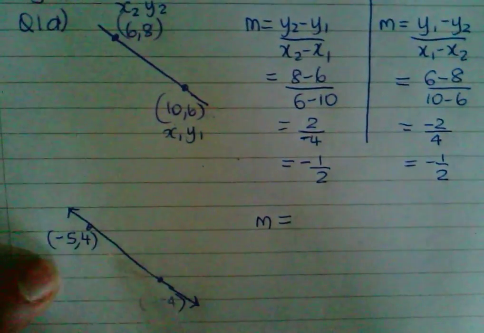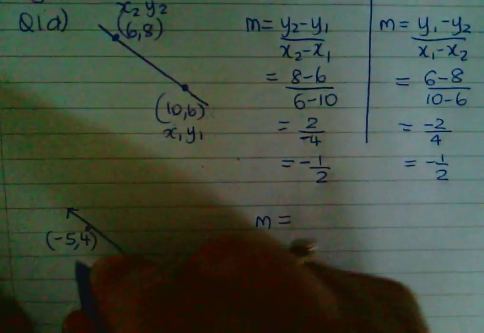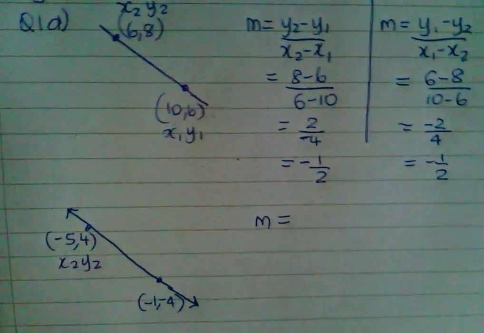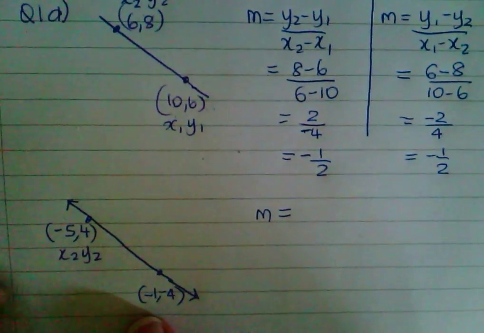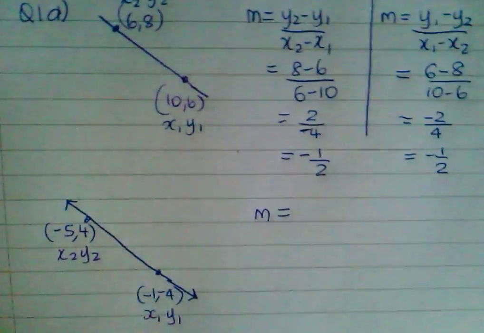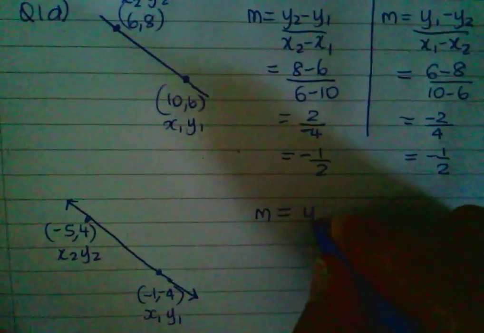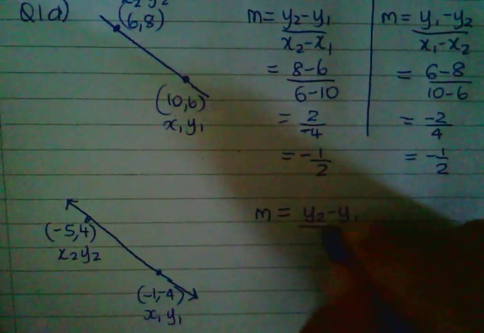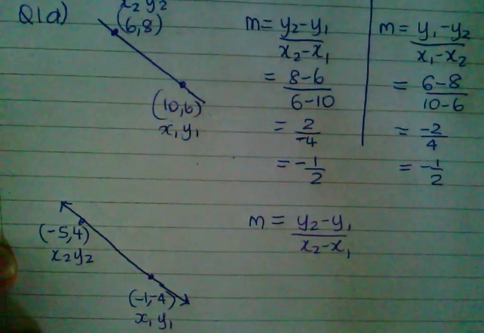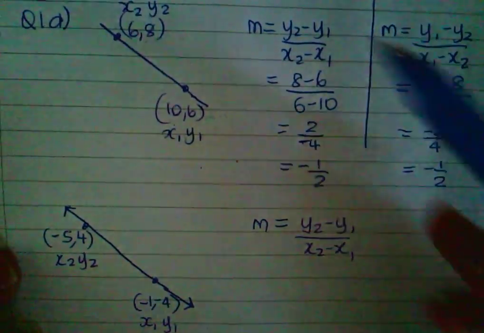Now this is negative 5, 4. I'm going to call that x2, y2. It doesn't matter, but if it was x1, y1. And then down here I've got negative 1, negative 4. I'm going to call that x1, y1. So my gradient is y2 minus y1 over x2 minus x1. Someone's just asked a question if this was on the graph, which is a good question.